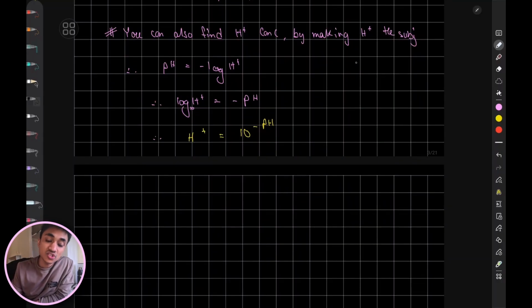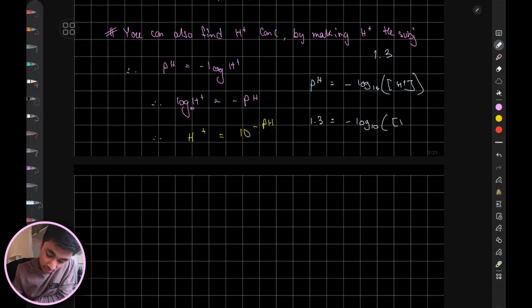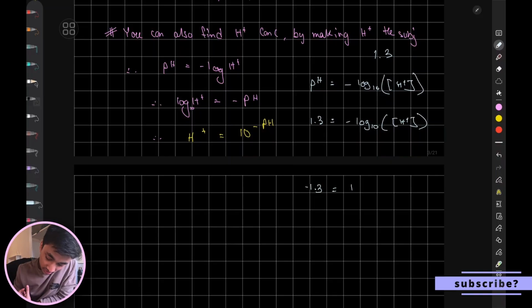Let's say I give you the pH is 1.3. Can you find out? You should be able to find out. So let's say pH equals minus log base 10 of concentration of acid. So now I have 1.3 over here equals minus log base 10 of concentration of acid. Now what I'm going to do is minus 1.3, multiply with minus 1 either side: log base 10 of concentration of acid.